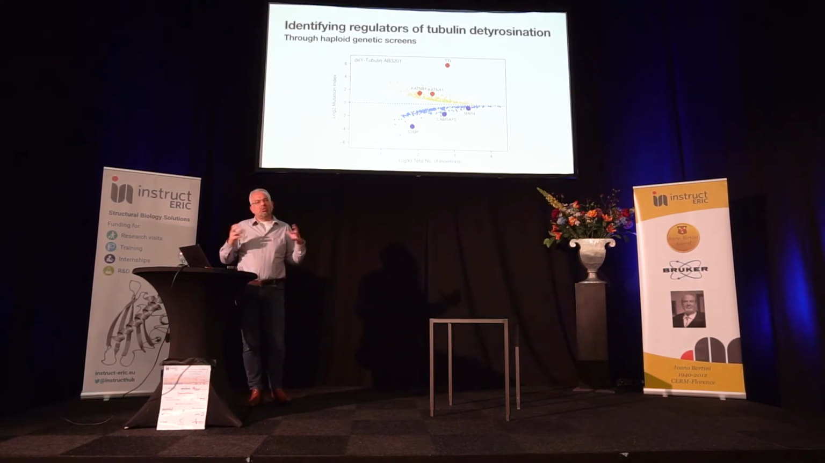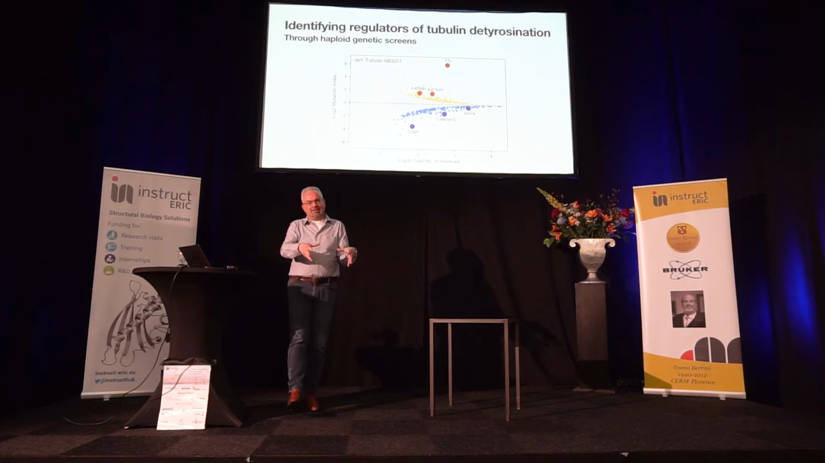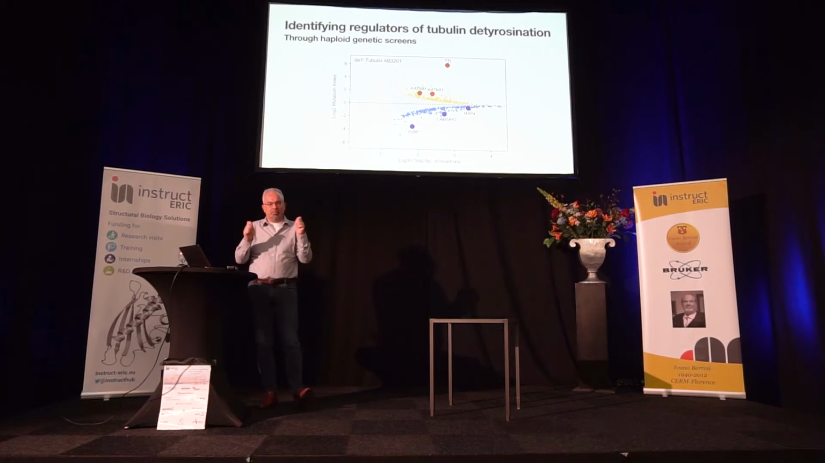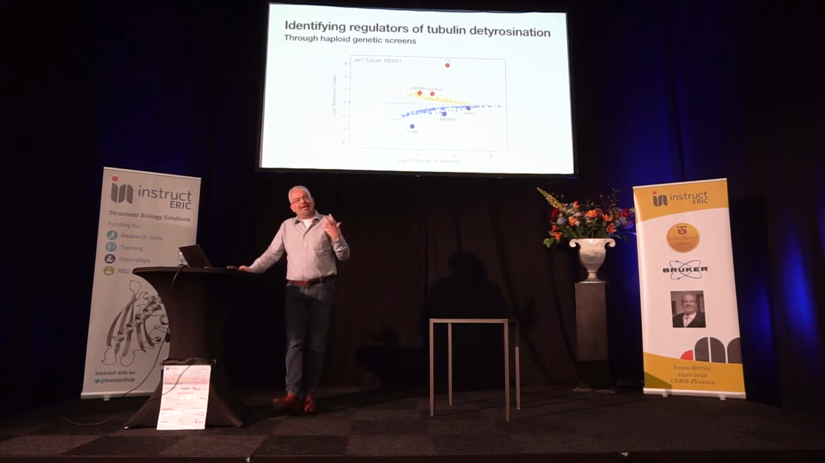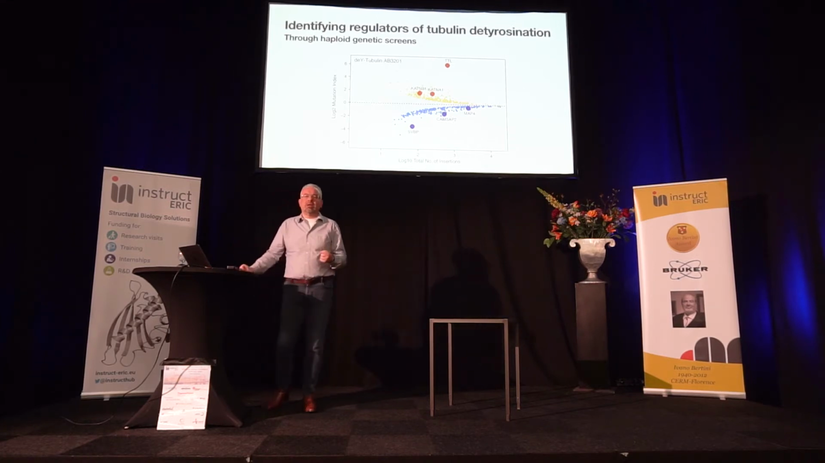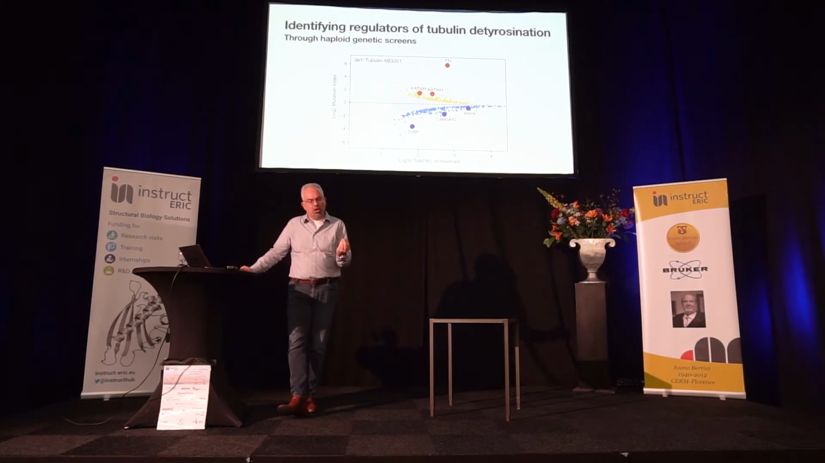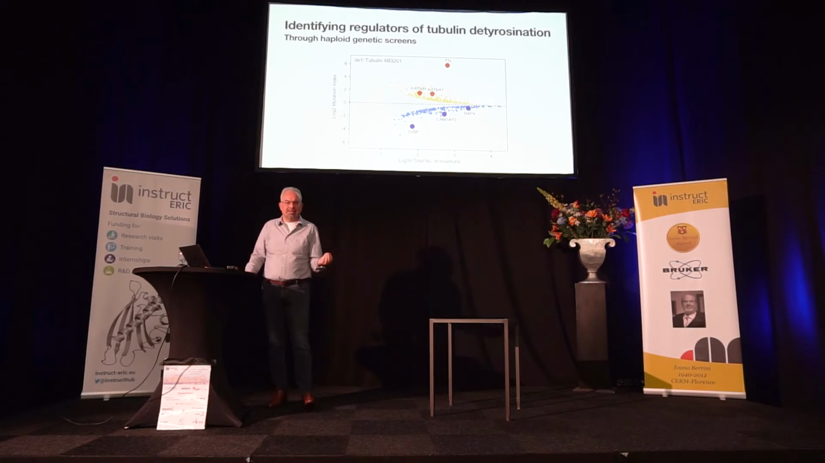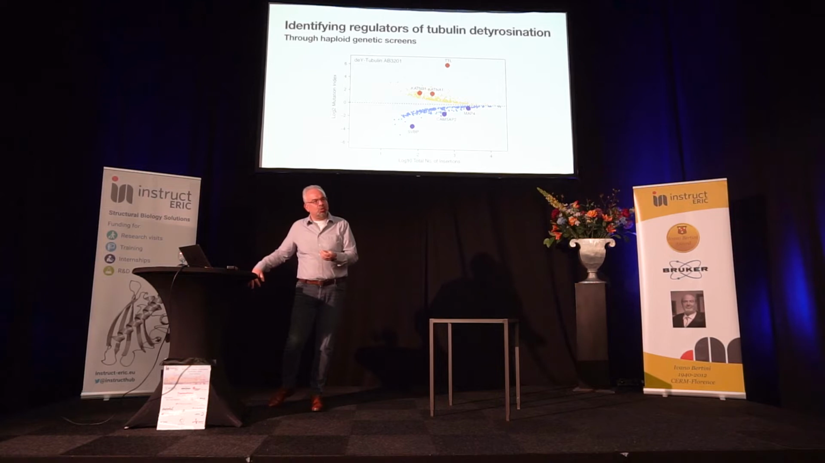So in that case, what they do is that they mutagenize these cells with a gene trap they've developed that disrupts genes, and then they look for cells that, because of the mutagenesis, have changed their phenotype. And here, in this particular experiment, what they do is that they use an antibody that specifically recognizes detyrosinated tubulin or tyrosinated tubulin.